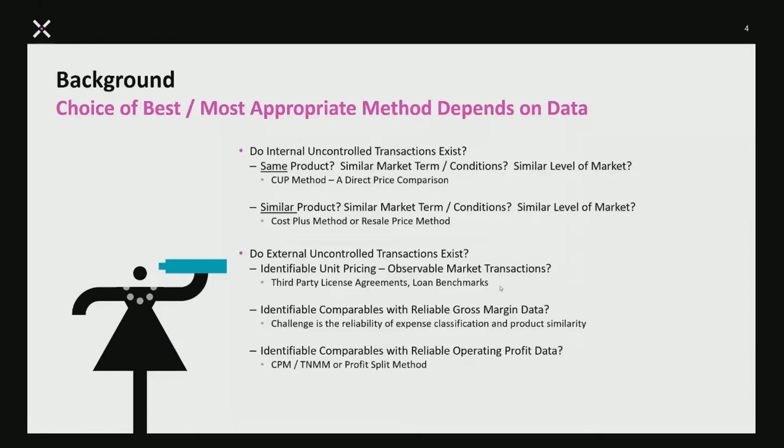But once again, a CUP or a cost plus can only be applied to the extent that those transactions exist. Often they do not exist, because typically as a multinational, you don't sell the exact same products at the same level of market to third parties doing the exact same thing that your related party is doing, because then you're creating competition for your own related party. So why would you want to do that to your related party themselves? You don't see a lot of those transactions in the marketplace.